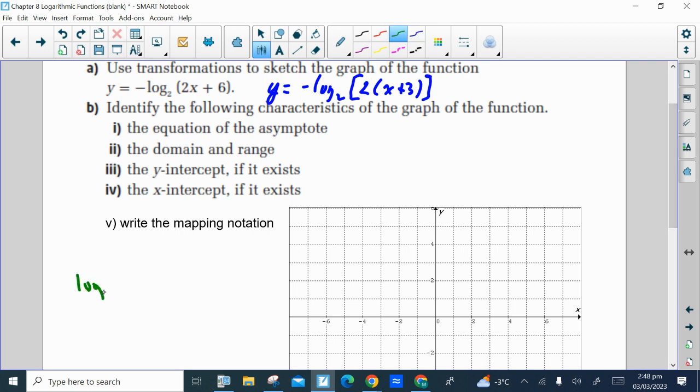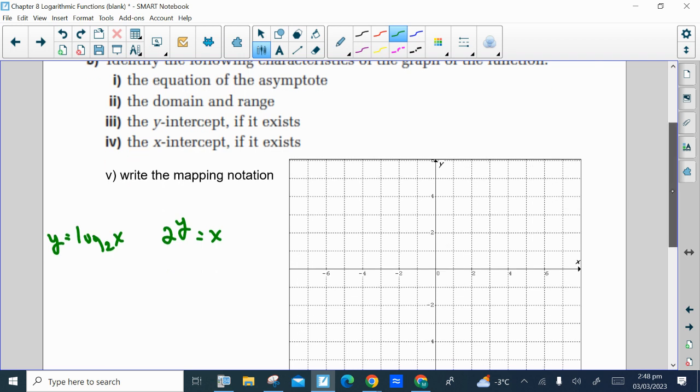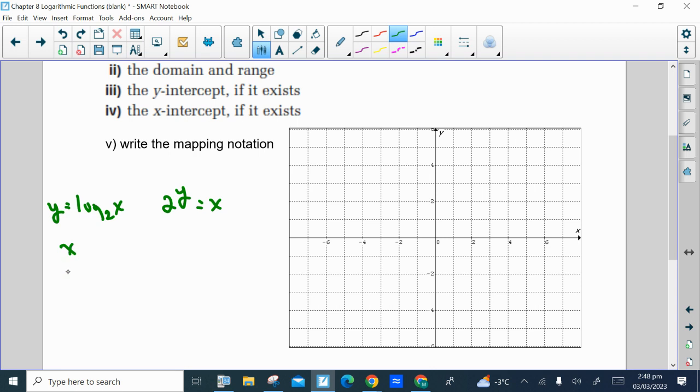So if I start with log base 2 of x, y equals that. The exponential format of that will be 2 to the y equals x. Start with the base and cycle through. So I'm going to use this to get a table of values so I can get my base graph. Again, because it's x equals 2 to the power y, I'm going to start with y values.